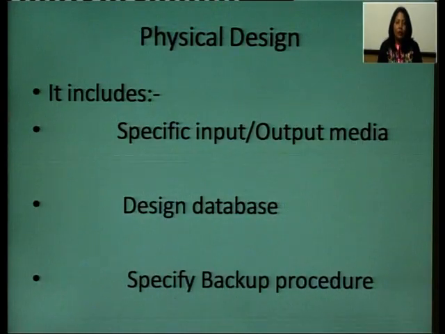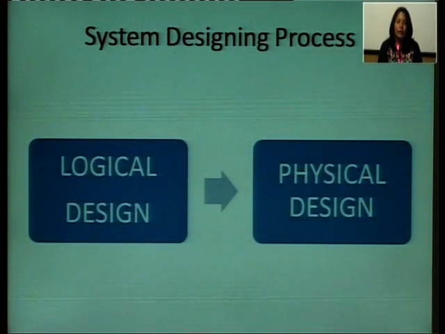Physical design also includes specific input output media, like your blueprints, design database, and specific backup procedure. So this is basically the system designing process, where logical design is converted into the physical design.